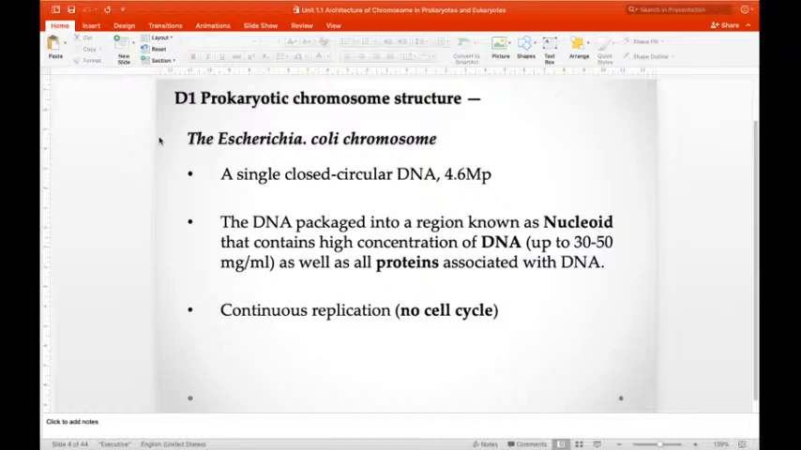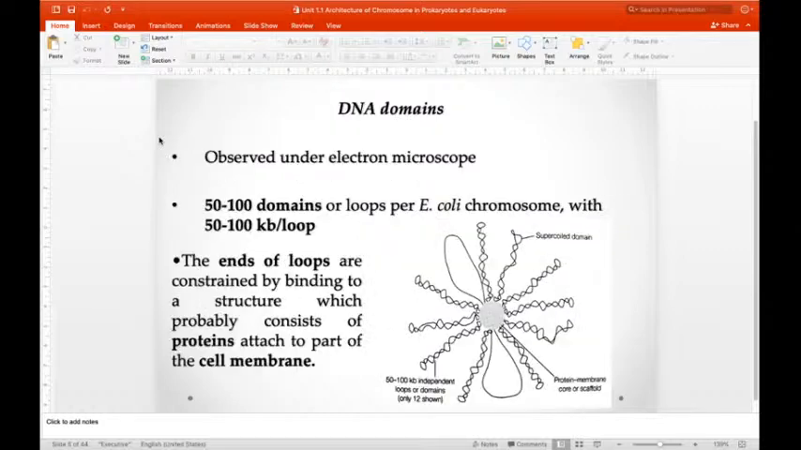Prokaryotic chromosome structure, that is the E. coli chromosome. It is a single closed circular DNA of 4.6 mega base pairs, and it is packed into a region called the nucleoid, which contains a high concentration of DNA as well as the proteins associated with the DNA. It has continuous replication, so no cell cycle is happening in this case. This is how the DNA of your prokaryotes looks.